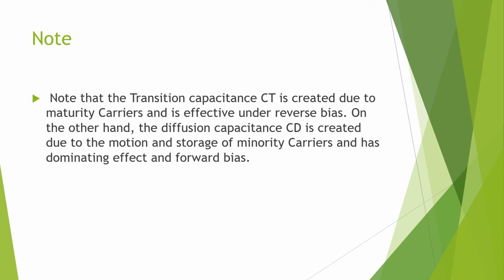Note that the transition capacitance CT is created due to majority carriers and is effective under reverse bias. On the other hand, the diffusion capacitance CD is created due to the motion and storage of minority carriers and has dominating effects in forward bias.